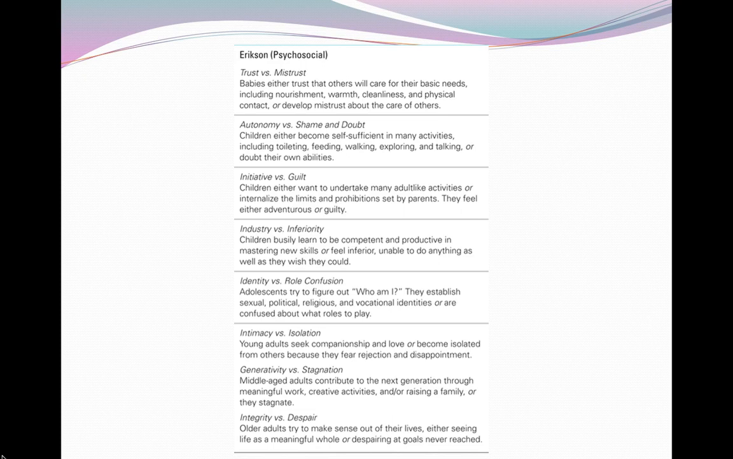And then generativity versus stagnation. So this is the middle-aged adults contributing to the next generation through meaningful work, creative ideas, and or raising a family, or they stagnate. So are they feeling like they're being productive and being part of society, or just, I'm just here, I'm just going along with it, okay? And then integrity versus despair, and these are when we get to our older adults, in more of the senior years, trying to make sense out of their lives, either seeing their life as meaningful, whole, or despairing that the goals that they never reached.